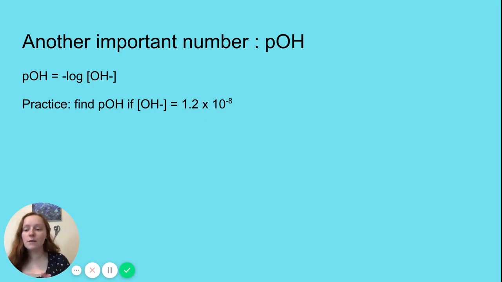Pause the video, see if you can figure this one out on your own, and then resume it once you think you've got the answer. In this case, our pOH will be 7.9. If you didn't get 7.9, check your math, make sure that you're plugging everything in correctly.